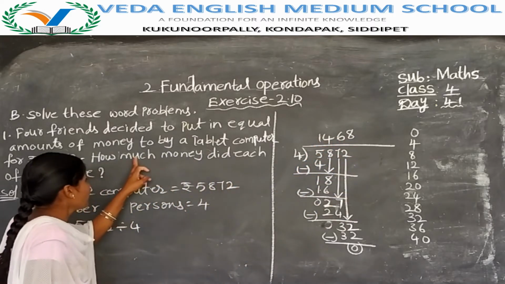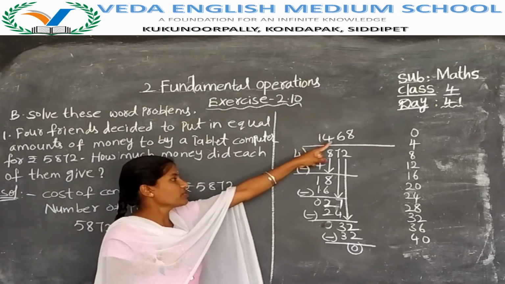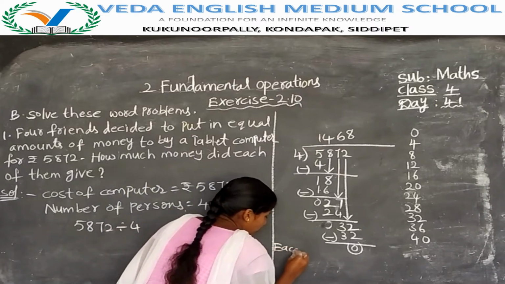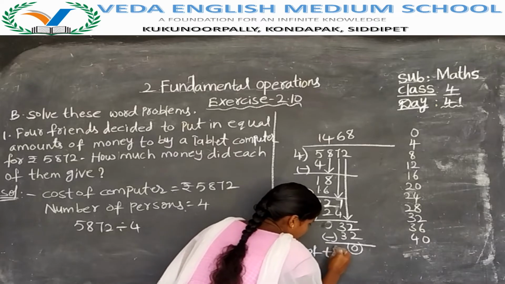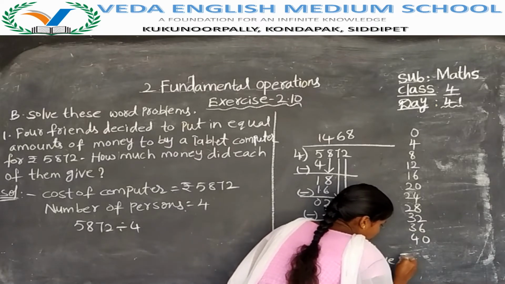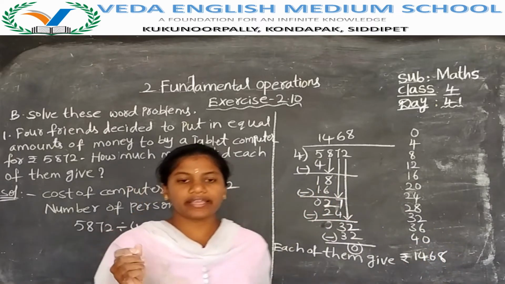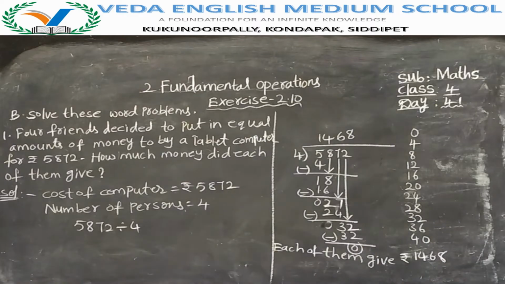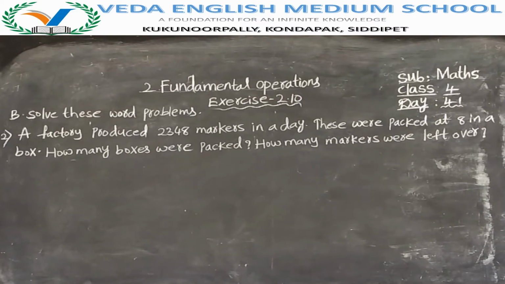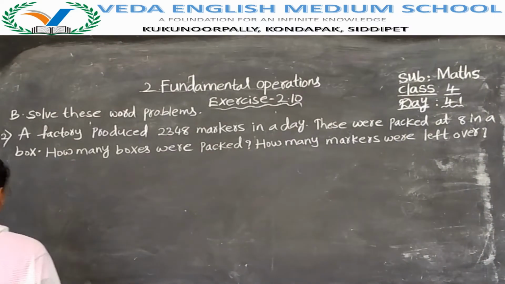So, now how much money did each of them give? Each of them give 1468 rupees. Next, the second word problem is the second question.